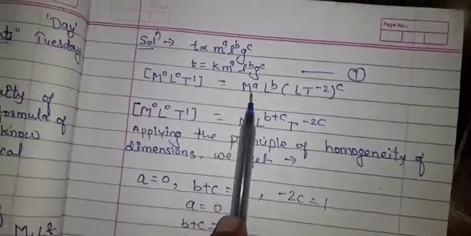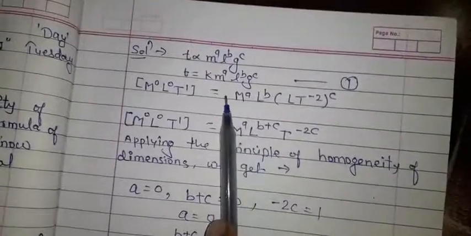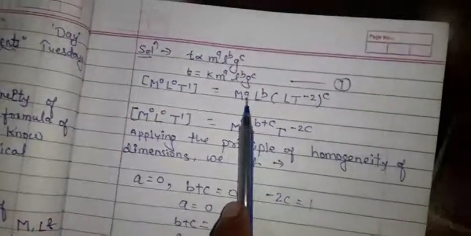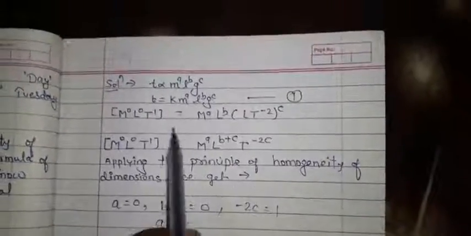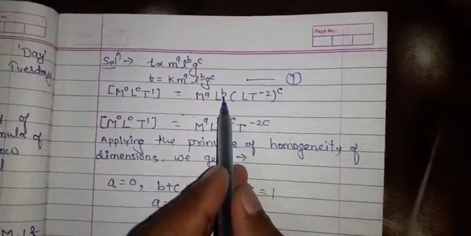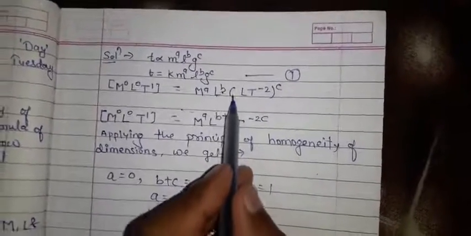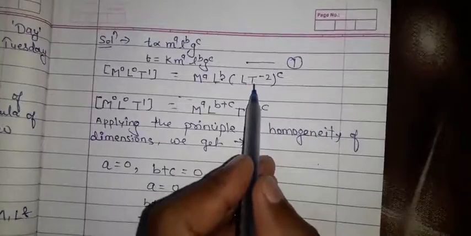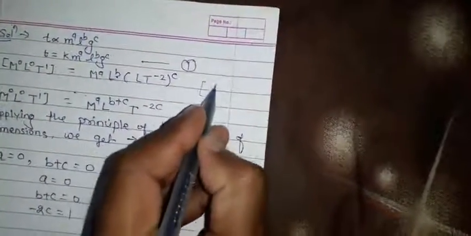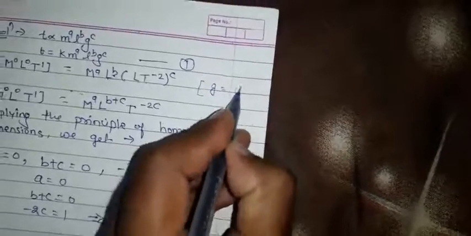Okay, now on the RHS side, what is the dimension of mass? That is M and power is a. And what is the dimension of length? That is L^b, and in bracket L^1 T^-2 and the whole power is c, because this is the dimension of g. In bracket we also write g equal to L^1 T^-2. This is the dimension formula of acceleration due to gravity.